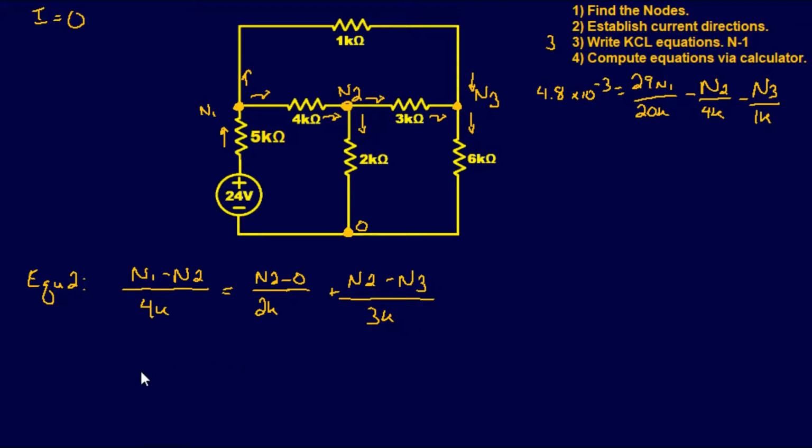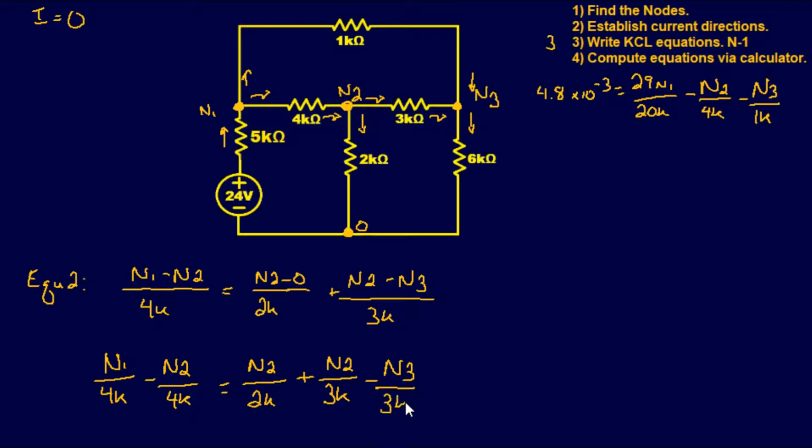So what I'm going to do is node 1 over 4k. My k's look weird, don't they? Minus node 2 over 4k equals node 2 over 2k. I'm not going to write 0 over 2k. There's no point. We're going to save us a little time on that one. It's going to be 0. So node 2 over 3 kilo, and then minus node 3 over 3 kilo. Make sense? All I did was just break these up. That's all I did. The bottom equation does equal this top one. It's just broken up a little more.